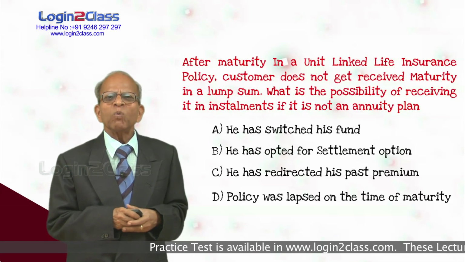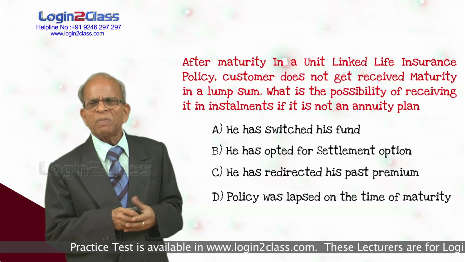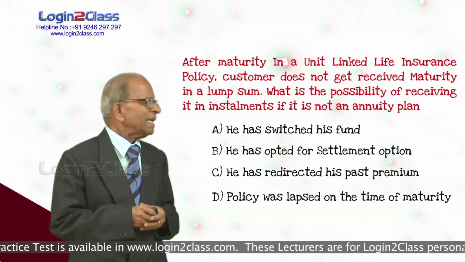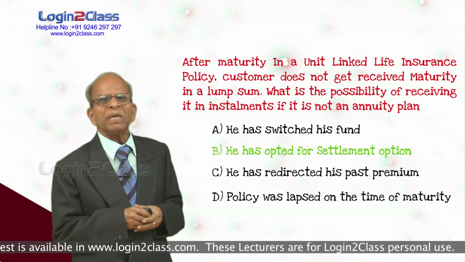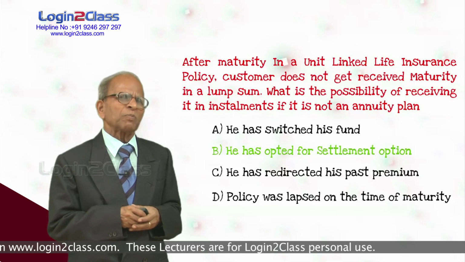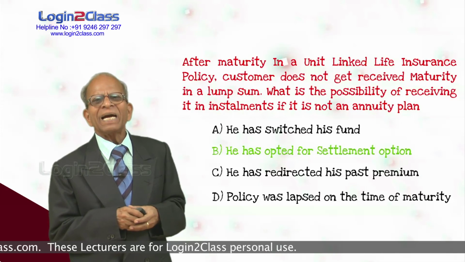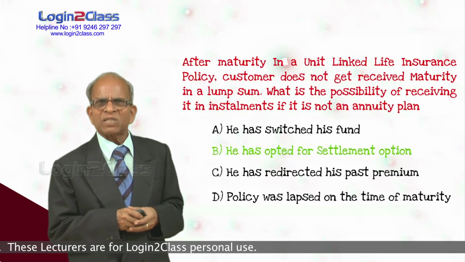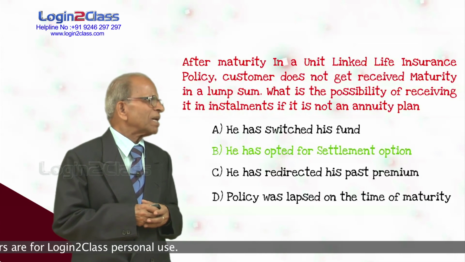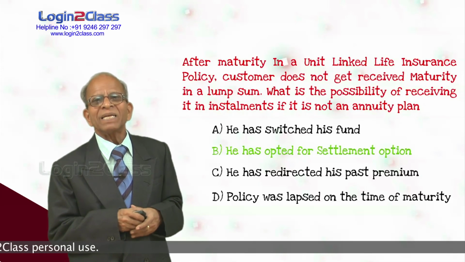Now, some people want to receive their maturity proceeds in installments because of a need they have, probably children's education or some other thing. So, in such cases, there are settlement options. He has opted for settlement option, B is right. Settlement option is something we can give well in advance before the policy matures: I don't want to receive the maturity benefit in one lump sum, kindly arrange to pay me in yearly installments of 50,000 each, 1 lakh each, etc. So, because he has opted for settlement options, the settlement is made not in a lump sum, but in installments.